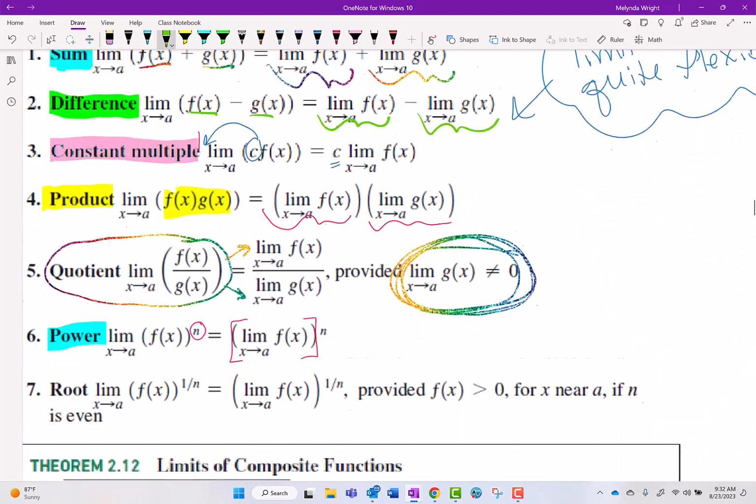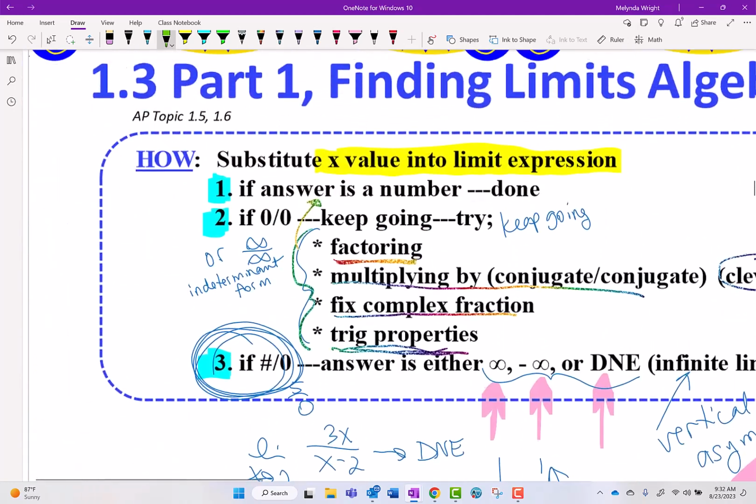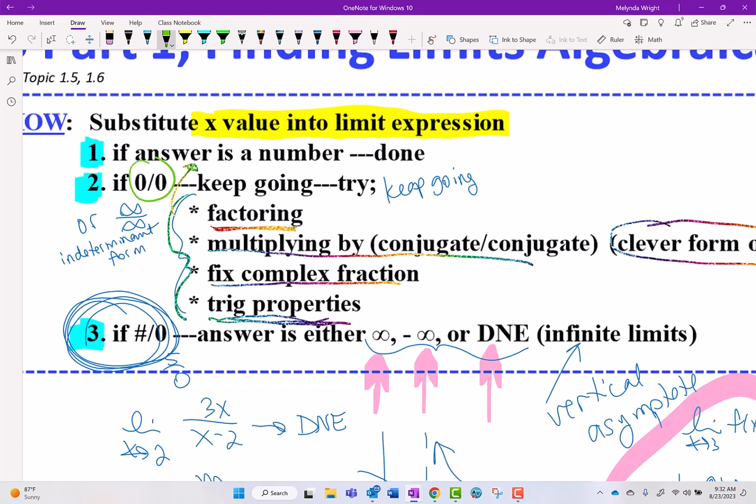So the three things that can happen: I plugged it into the main thing and got 0 over 0. That means I need to do one of these 4 things. I need to factor or one of the others. Does that make sense? So I have to plug it into the original thing first before I know which one of these types it is. Is that okay? How do you decide which one of these 4?